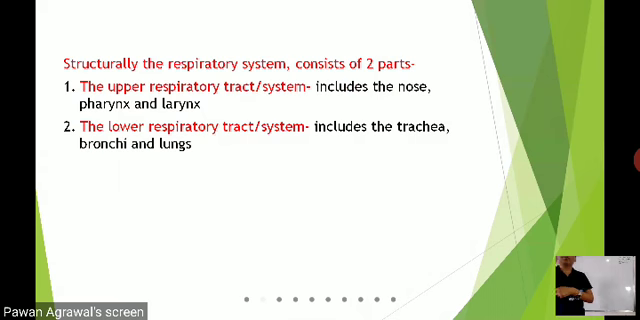Now see, we have already discussed that on the basis of structure, the human respiratory system is divided into two parts. The upper respiratory tract, including the nose, pharynx and larynx, and the lower respiratory tract, including the trachea, bronchi and lungs. So these are the parts on the basis of structure: the upper respiratory tract and the lower respiratory tract.